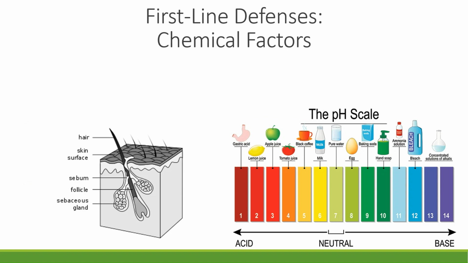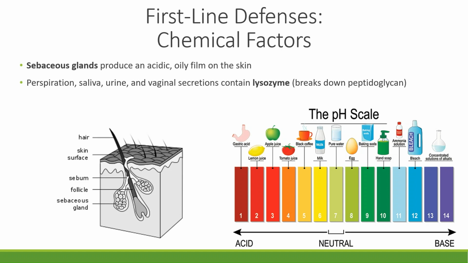The body's first line defenses also include chemical factors that help protect against infection. For example, the sebaceous glands in the skin produce an acidic, oily film that helps prevent microbial growth. Perspiration, saliva, urine, and vaginal secretions all contain lysozyme. This is an enzyme that can break down bacterial cell walls, in particular peptidoglycan.